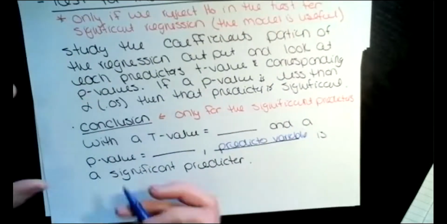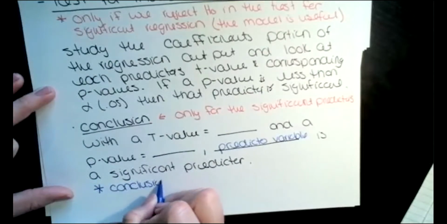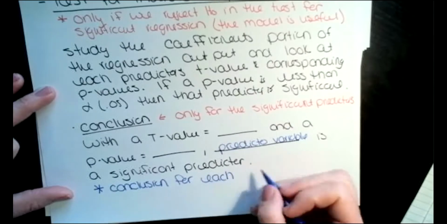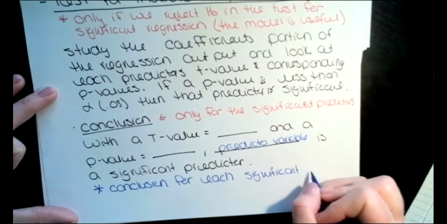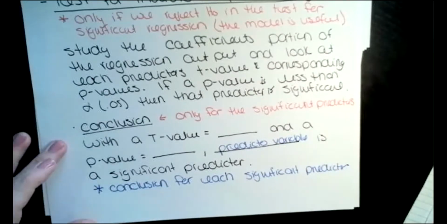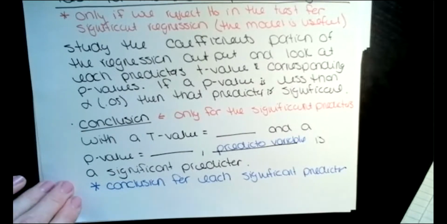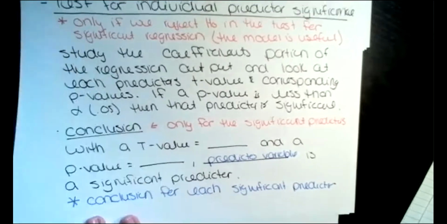So maybe I'll write that down. Conclusion for each significant predictor. Okay, so you're not going to just make one conclusion, you'll make multiple conclusions if you have multiple predictors that are significant. So this is for significance, right? If one of our predictors is significant.